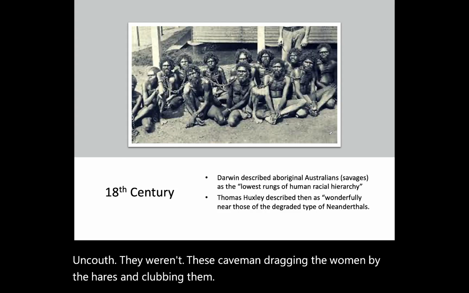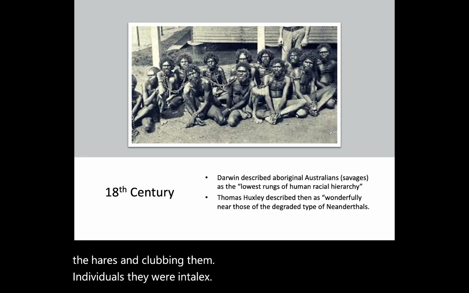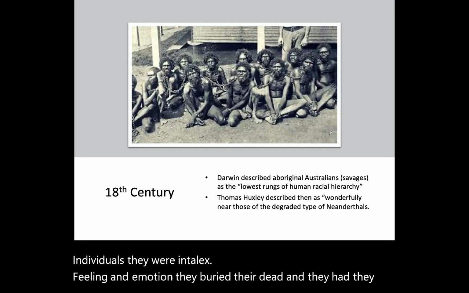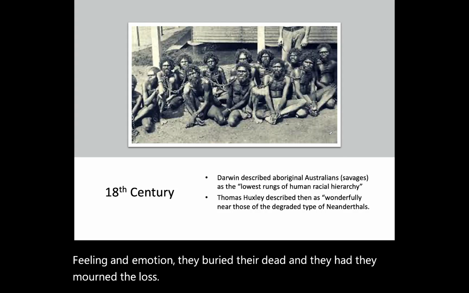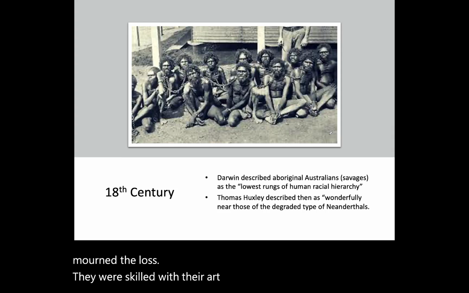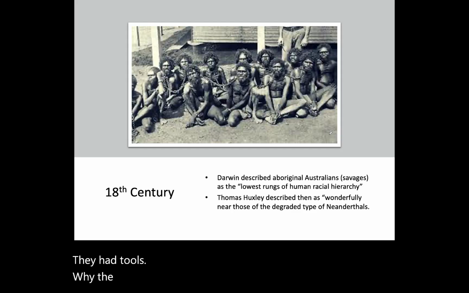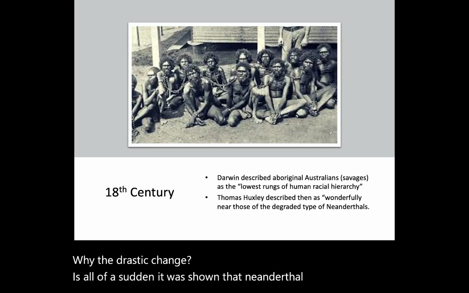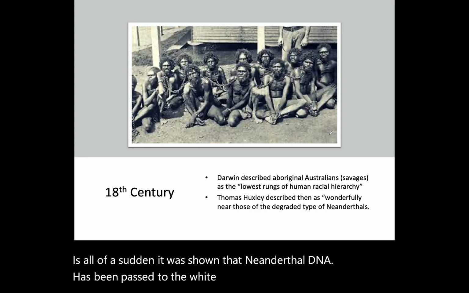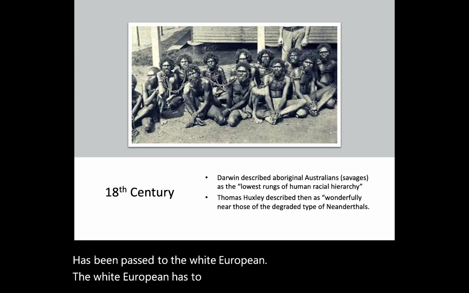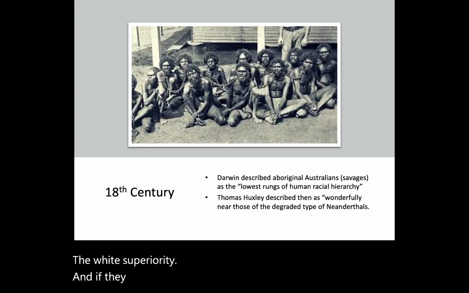They were individuals. They were intellects. They had feeling and emotion. They buried their dead, and they mourned the loss. They were skilled with their art and their communication. They had tools. Why the drastic change? Because all of a sudden it was shown that Neanderthal DNA has been passed to the white European. And the white European has to maintain the white superiority. And if they had anything that would dilute their prestige, they had to change that.